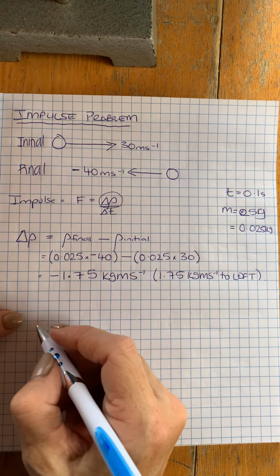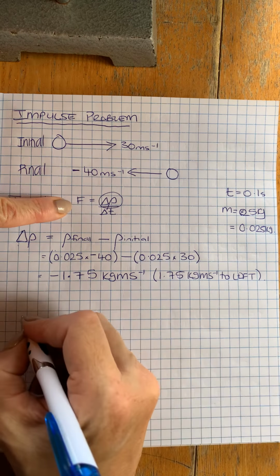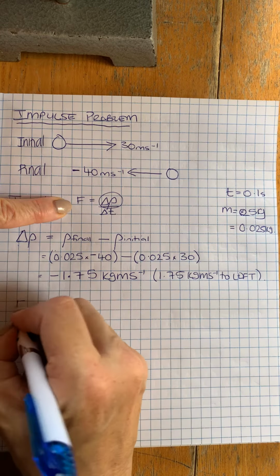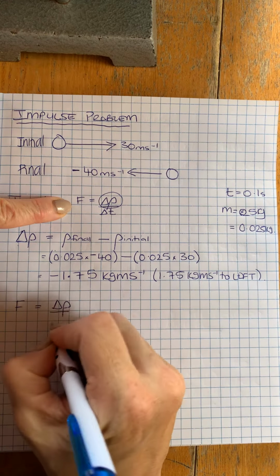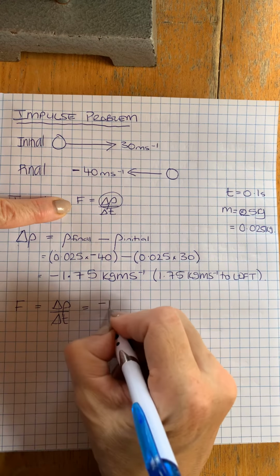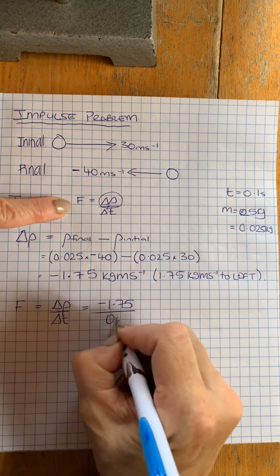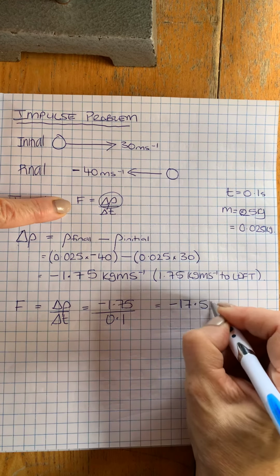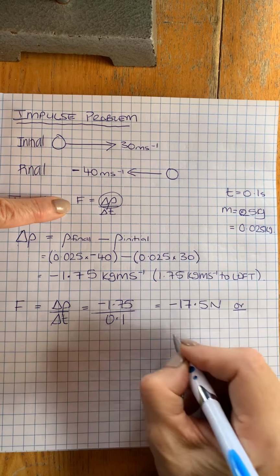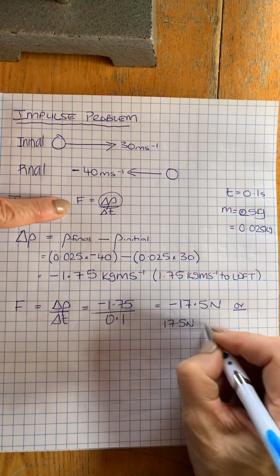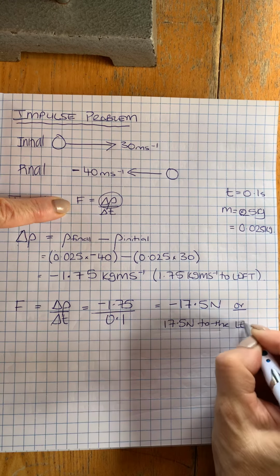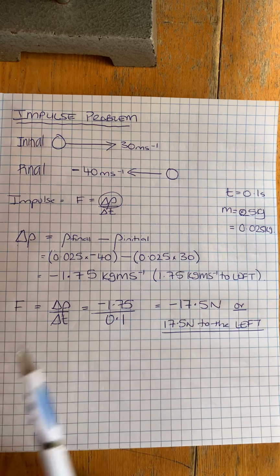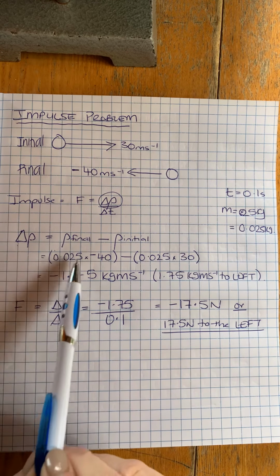And we are looking for a force. So the force is change in momentum over change in time, which is minus 1.75 over 0.1, which is negative 17.5 newtons, or 17.5 newtons to the left.